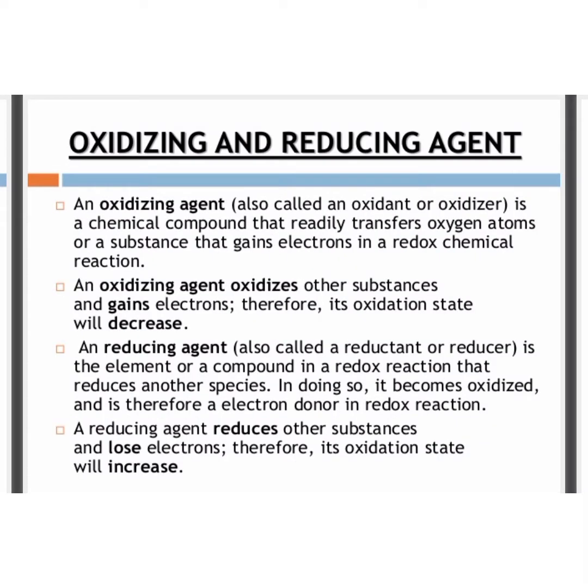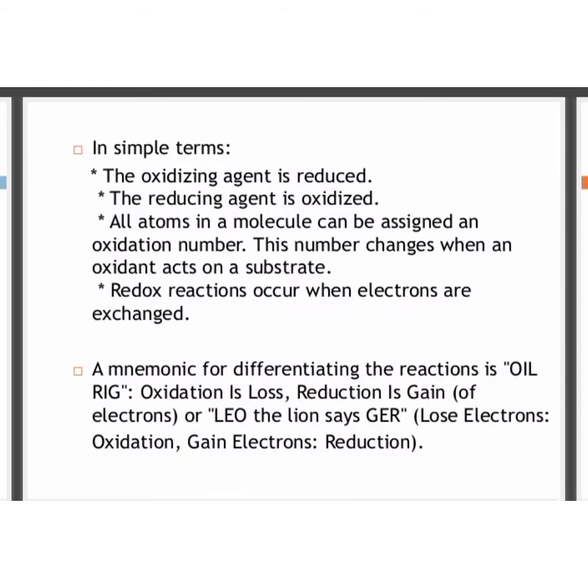An oxidizing agent is a chemical compound that readily transfers oxygen atoms, or a substance that gains electrons in a redox reaction. In other words, an oxidizing agent oxidizes the substance and gains electrons, and therefore its oxidation state will decrease. A reducing agent is an element or a compound in a redox reaction that reduces another species. In doing so, it gets oxidized. In simple terms, the oxidizing agent is reduced and the reducing agent is oxidized. A redox reaction occurs when electron exchange takes place.